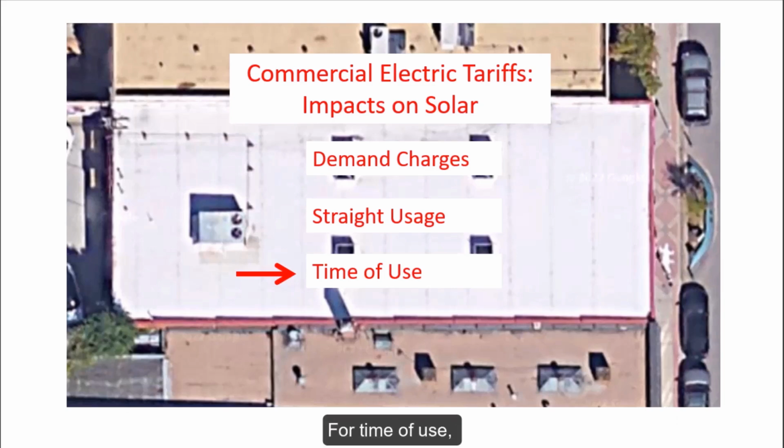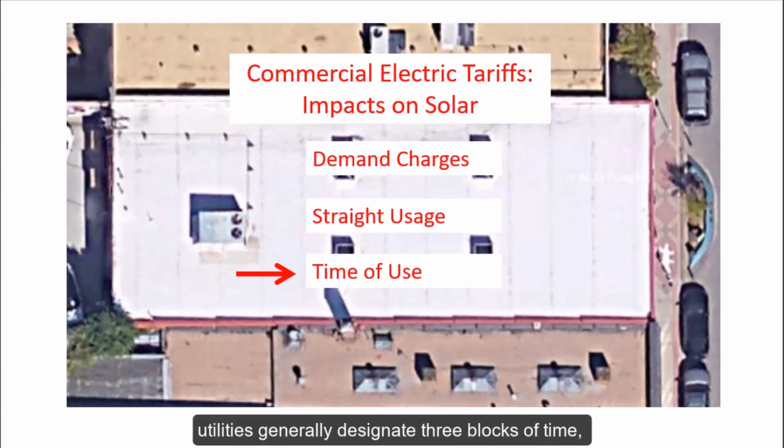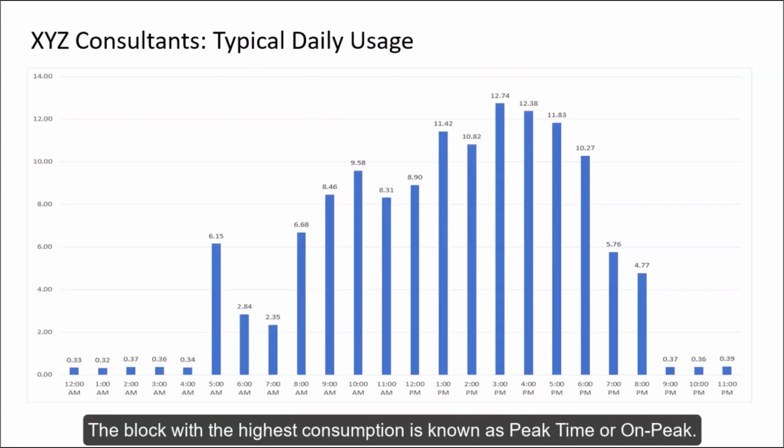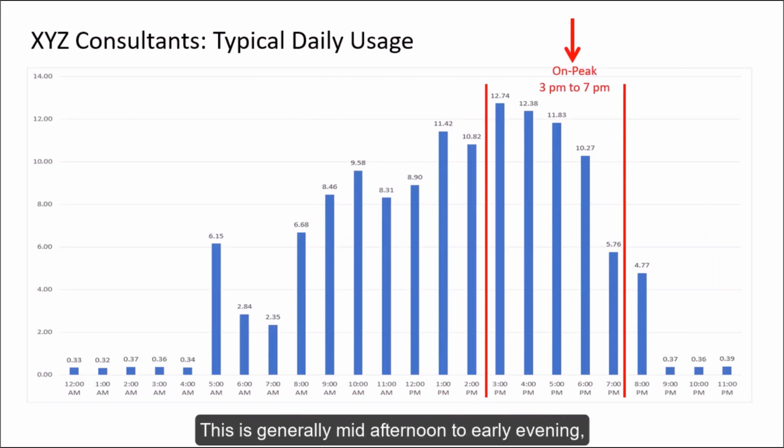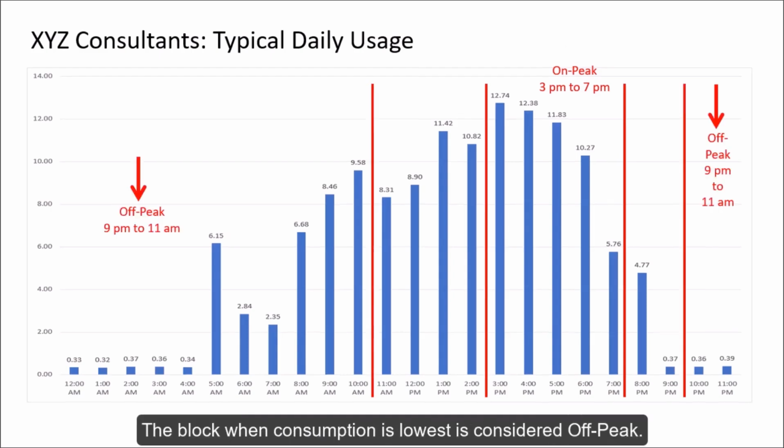For time of use, utilities generally designate 3 blocks of time, although some use only two. The block with the highest consumption is known as peak time or on peak. This is probably mid afternoon to early evening, perhaps something like 3 p.m. to 7 p.m. The block when consumption is lowest is considered off peak.